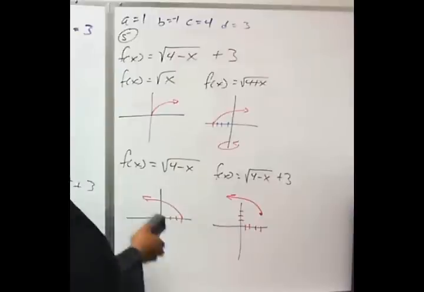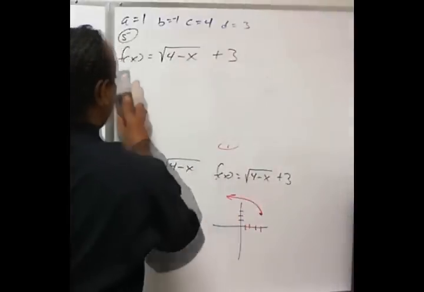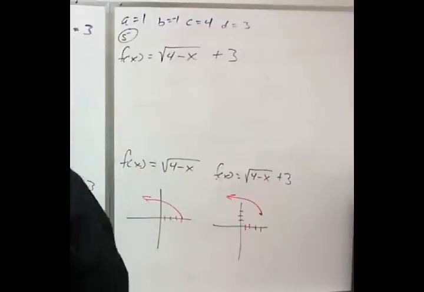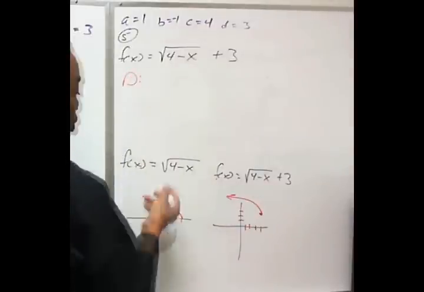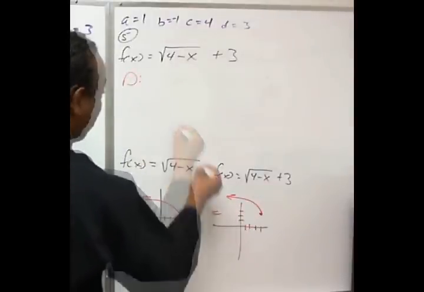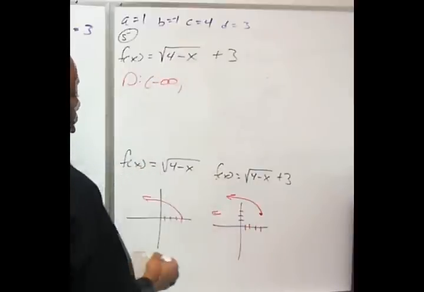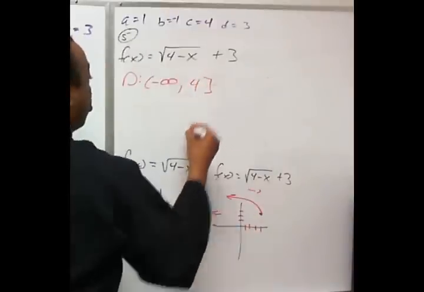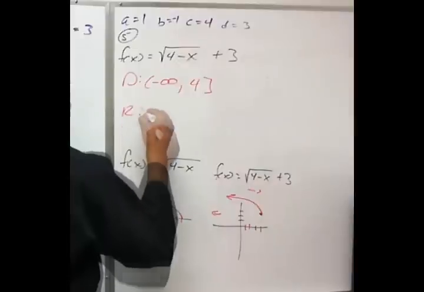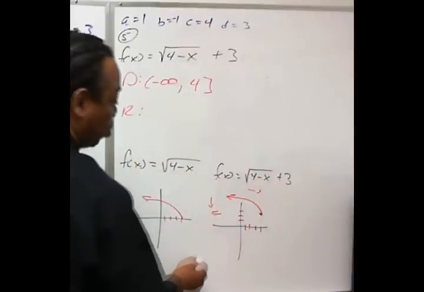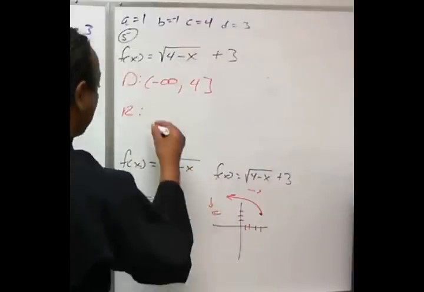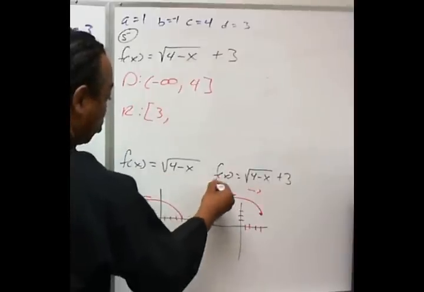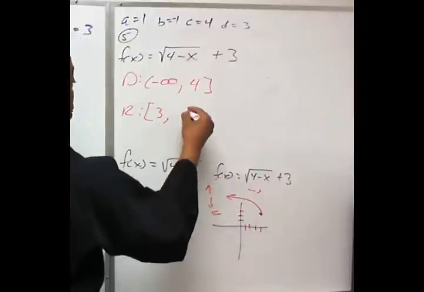Now, the domain and range we can find from using this graph by looking how far to the left and right does it go. So that's domain. How far to the left does this graph go? Negative infinity. How far to the right does this graph go? 4 bracket. For the range, how low does this graph go? Well, it only goes as low as 3. And how high does it go? It keeps going up and up and up. So it's positive infinity.